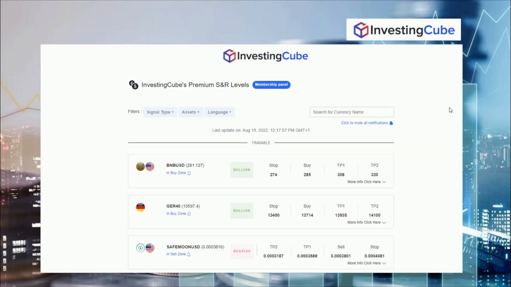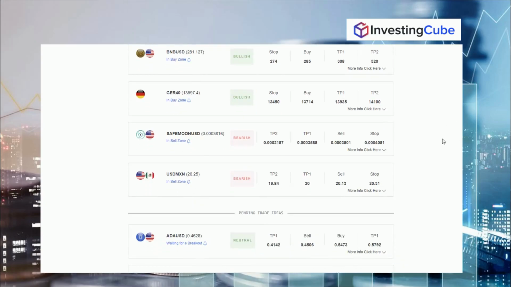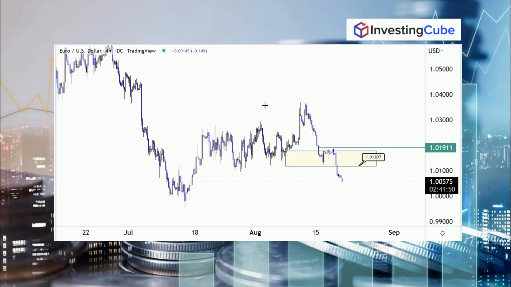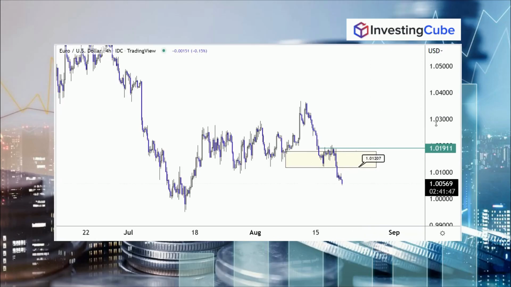So the support and resistance indicator is this dashboard that gives us an outlook for the market. But what we're doing right now is that we're actually going to take a look at TradingView charts to make better sense of what may happen next.